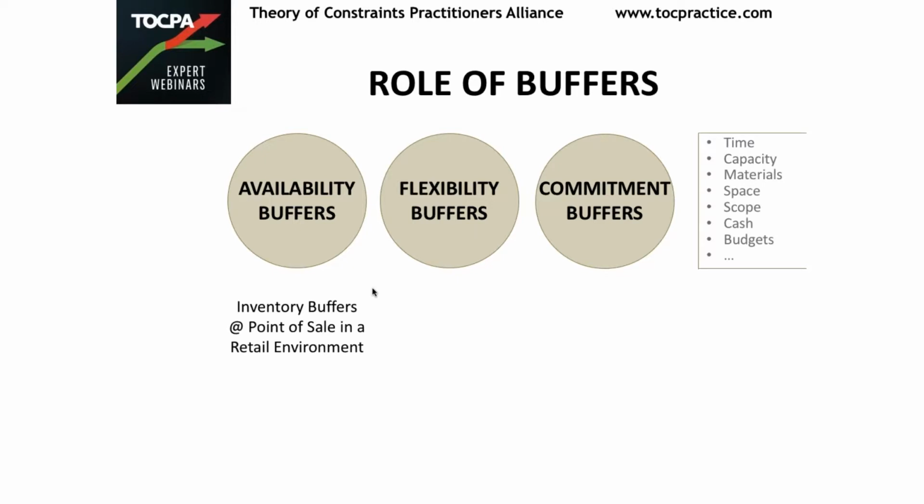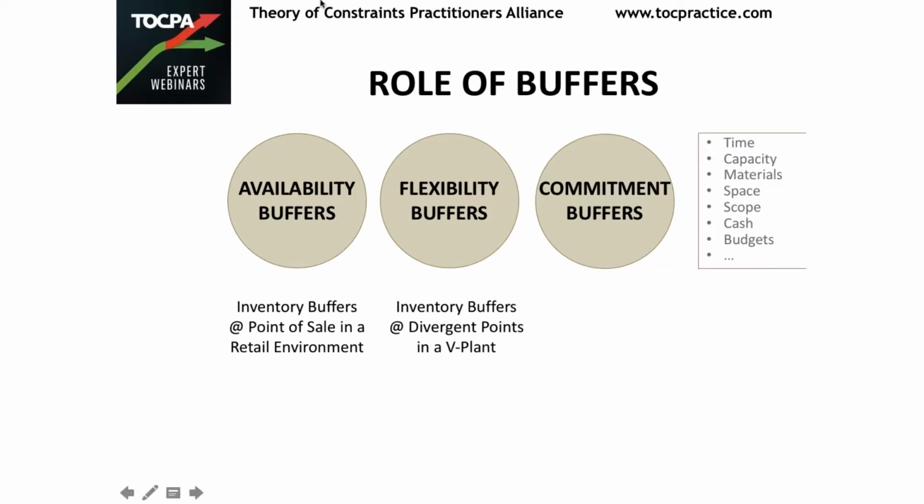So for example, I already talked about it, the inventory buffers at the point of sale in a retail environment is definitely an availability buffer. We cannot predict when the customer will walk in or what item they will want. So we need to carry the buffer there to have the goods available to them instantly.